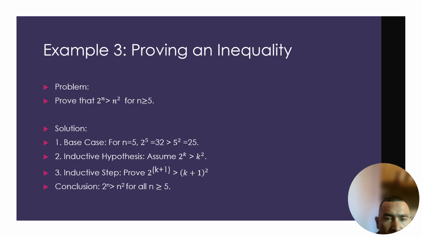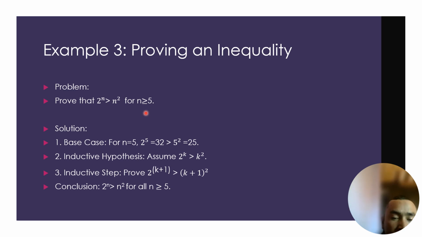Okay, next, example number 3. In example number 3, we are going to discuss how to prove inequalities. Here we prove that 2 to the power n is always greater than n square for n greater than or equal to 5. For the solution, in the base case we take the smallest value, since n is greater than or equal to 5.